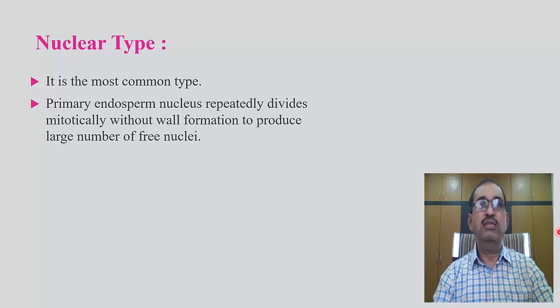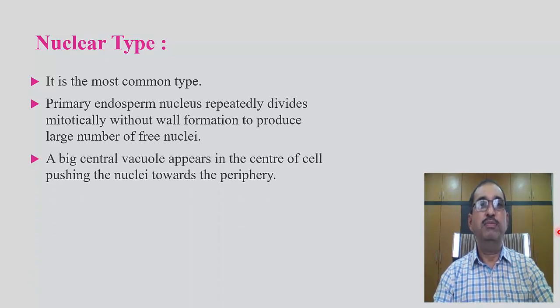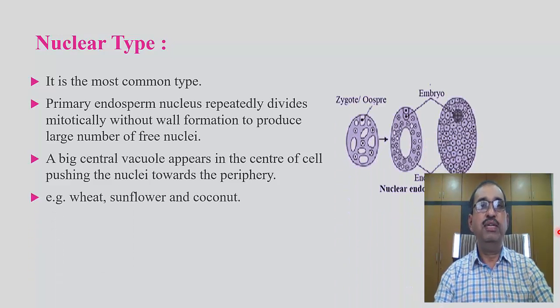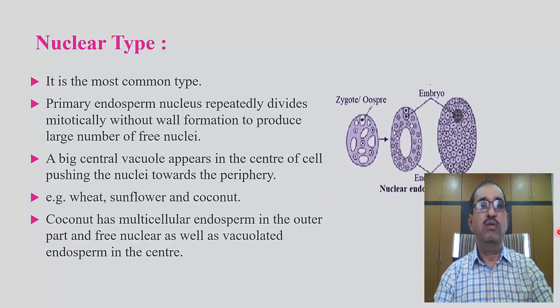When the primary endosperm nucleus repeatedly divides mitotically without wall formation to produce a large number of free nuclei, it is called nuclear type of endosperm. A big central vacuole appears in the center of the cell, pushing the nuclei toward the periphery. Example: wheat, sunflower, coconut. Coconut has multicellular endosperm in the outer part and free nuclear as well as vacuolated endosperm in the center.